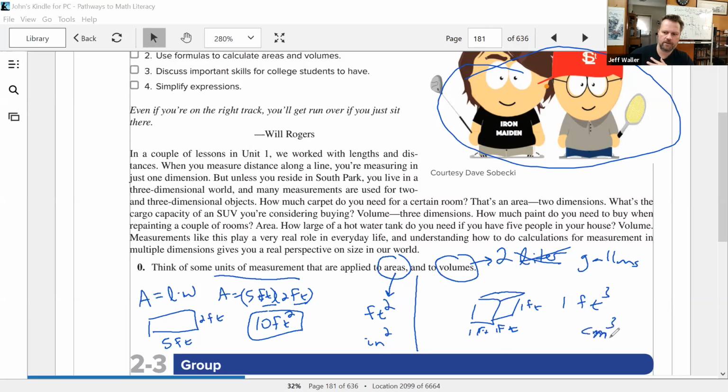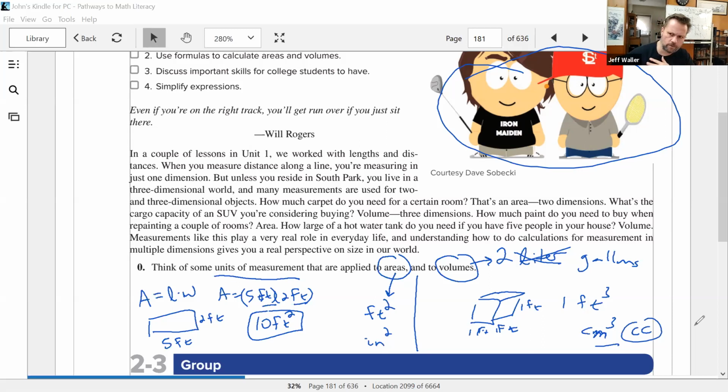Have you guys ever watched any ER shows where they say, give me 300 cc's of saline, right? cc is cubic centimeter. I don't know if anybody knew that. But that's good to know. You hear the cc thing all the time. It's cubic centimeters.